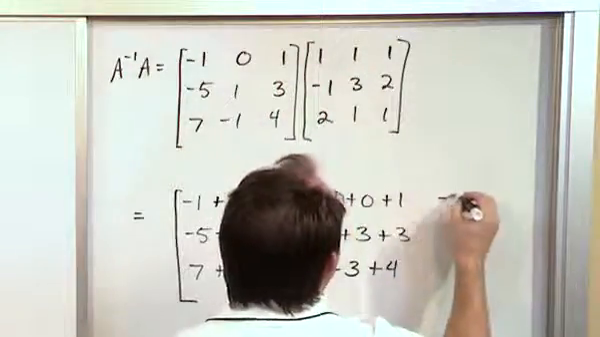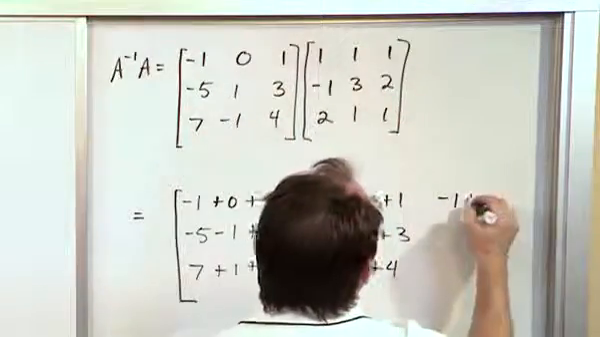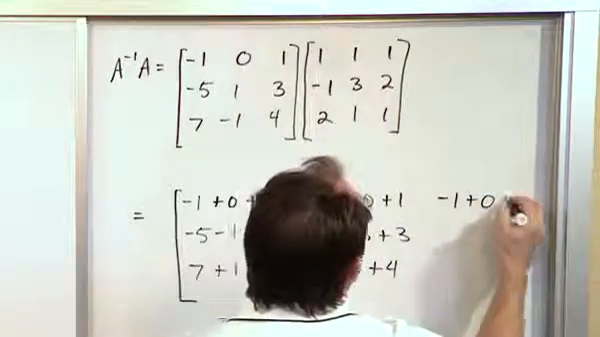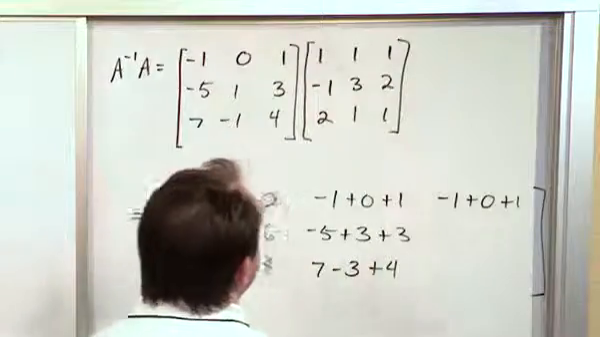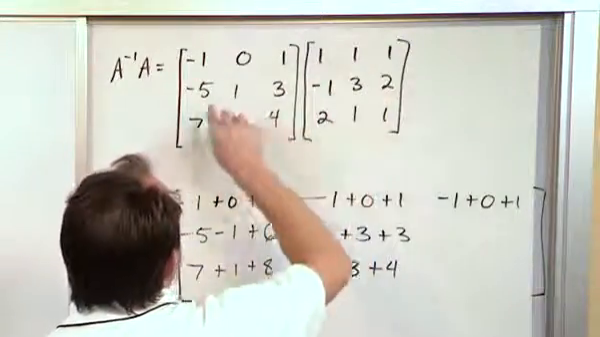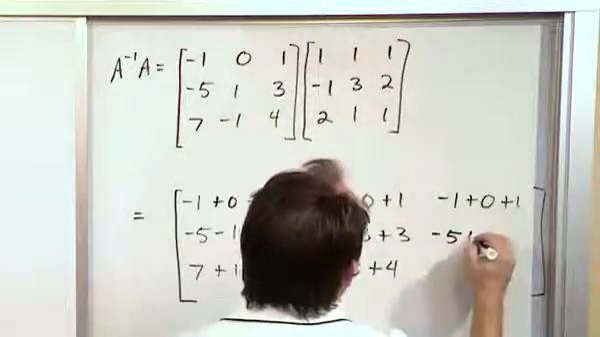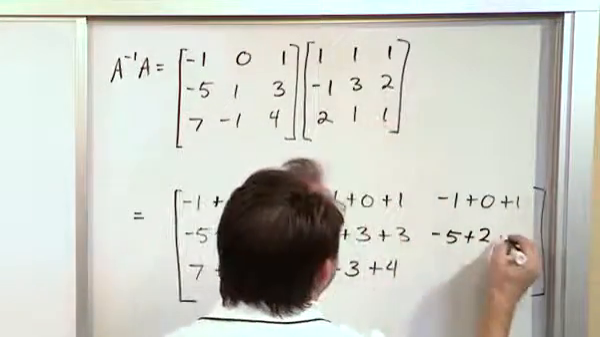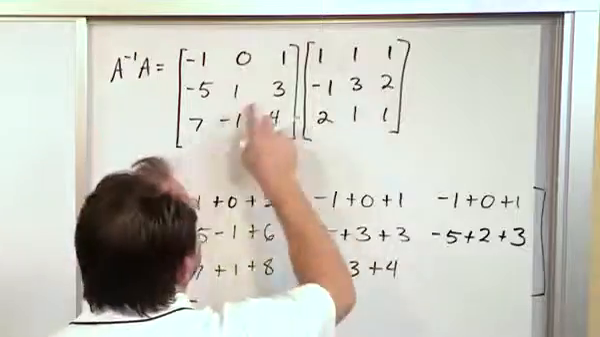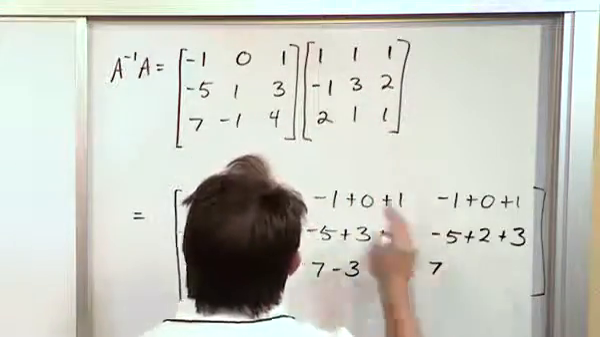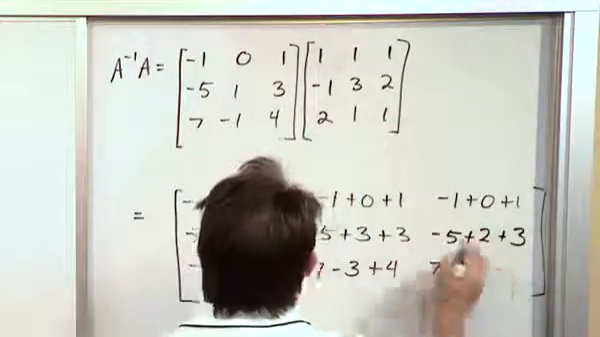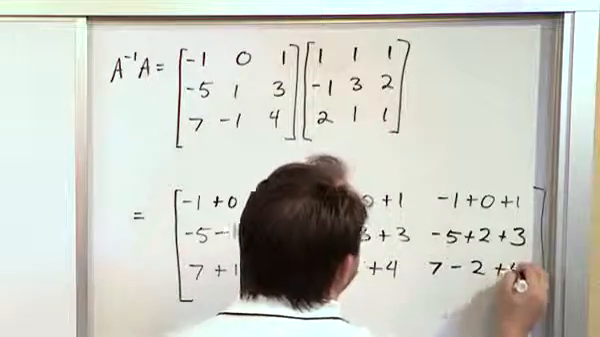-1 times this gives me -1. 0 times 2 gives me 0. 1 times 1 gives me 1. Close my matrix off. Go down like this. -5 times 1, -5. 1 times 2 is 2. 3 times 1 is 3. And then finally 7 times 1 is 7. -1 times 2 is -2. 4 times 1 is 4.